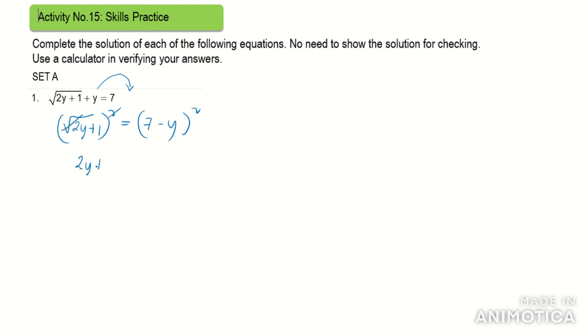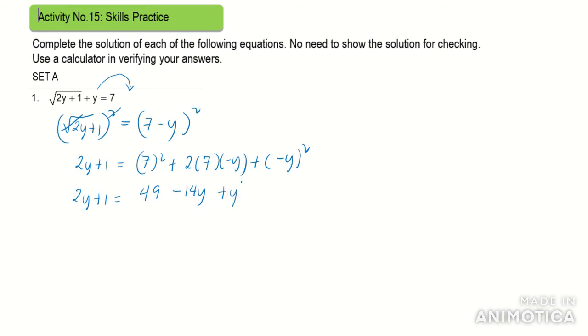So we have 2y plus 1 is equal to the square of 7, plus 2 times 7 times negative y, plus the square of negative y. But if you can do it mentally, you may not undergo this process anymore. So you have 2y plus 1 is equal to 7 squared, which means 7 times 7, which is equal to 49. 2 times 7 times negative y is equal to negative 14y. Then the square of negative y, that means negative y times negative y, so we have positive y squared.